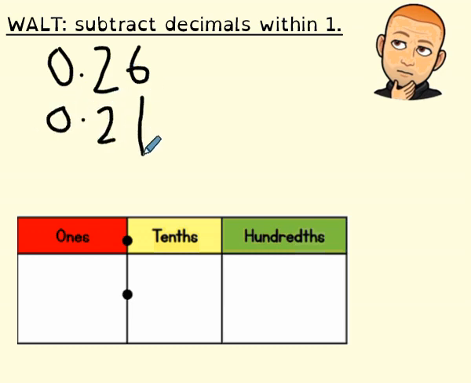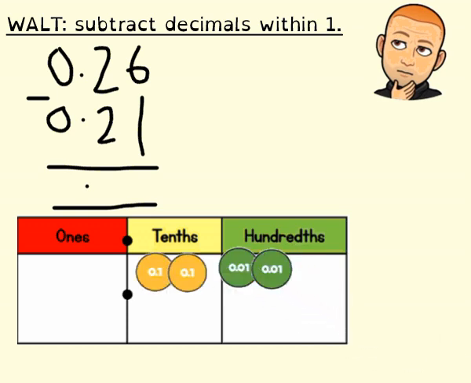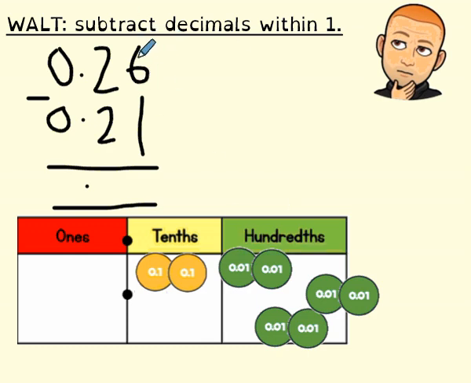Put my decimal point in before I start, make sure I put my subtraction symbol in. So I'm going to represent 0.26 on my place value grid. Nought in my ones column, so that means no ones, 2/10 and 6/100. 6/100ths take away 1/100th. I represent it down here. That will leave me with 5 remaining hundredths.